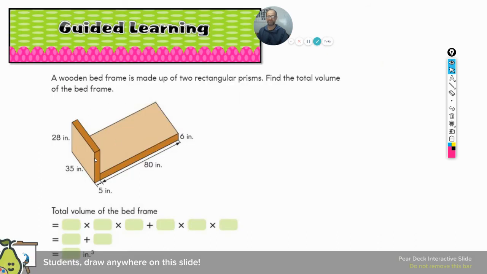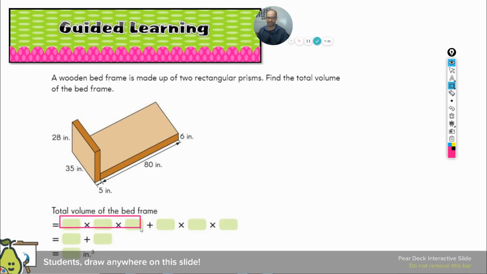Okay, here's 2 rectangles. Find the total volume of the frame. I want you to notice that the way it's kind of set up is that's one of the prisms and that's the other prism, and that plus sign's in between. I'm going to pause so I can punch in some numbers. It's going to be a little bit clumsy for me. Oh, no, it's not. I'm just going to go. And then you can do the mathematicking.